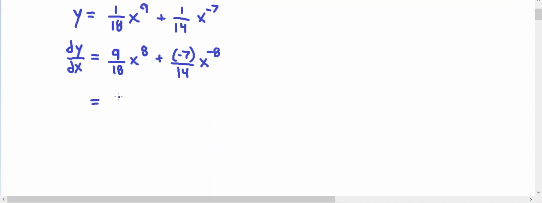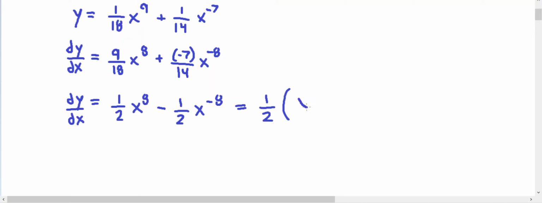9 over 18 cancels out to give you 1/2, x to the 8. Minus 7 over 14 also reduces to minus 1/2, x to the minus 8. So by itself, this is an acceptable form of dy dx, but you can also present it like this. Let's factor out the 1/2 times x to the 8th minus 1 over x to the 8th. And for reasons that'll become clear later, it's actually easier to combine this into a single fraction.